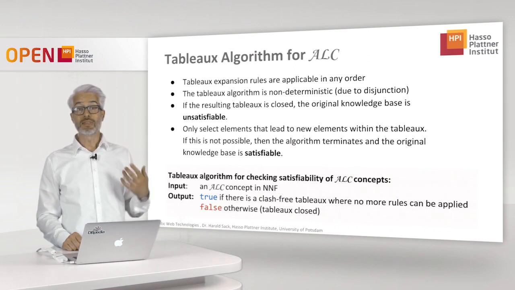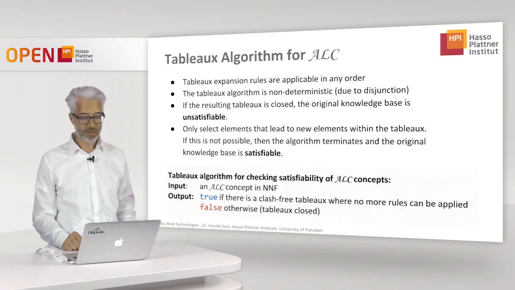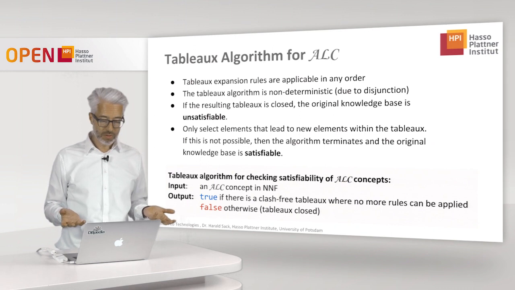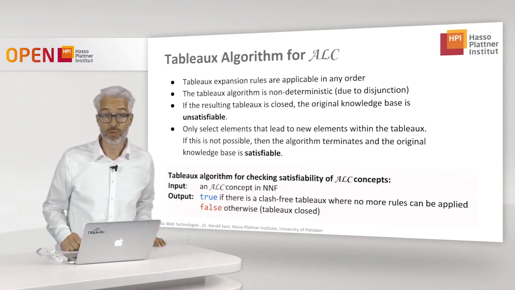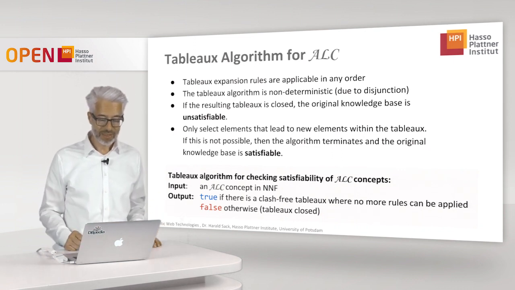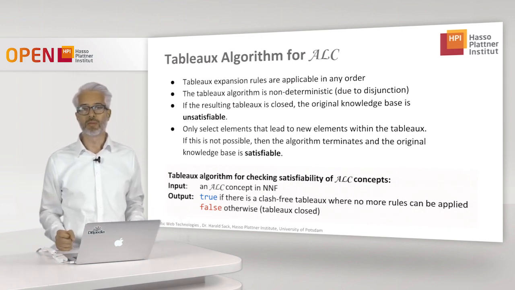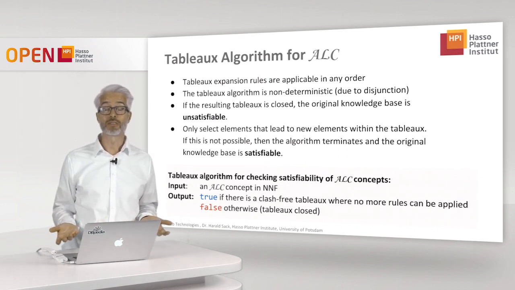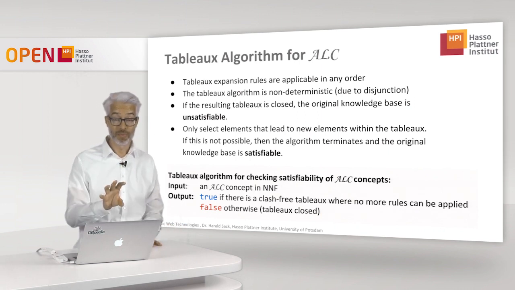So this makes it quite easy to check the satisfiability of some ALC concepts. So what you do here, simply, you use the Tableaux algorithm. And the input here is the ALC concept in negation normal form that you want to prove. And the output then would be true, which means yes, it is satisfiable, if there is a clash-free tableau where no more rules can be applied. Otherwise, it would be false because you have found a contradiction. Then it's not satisfiable.